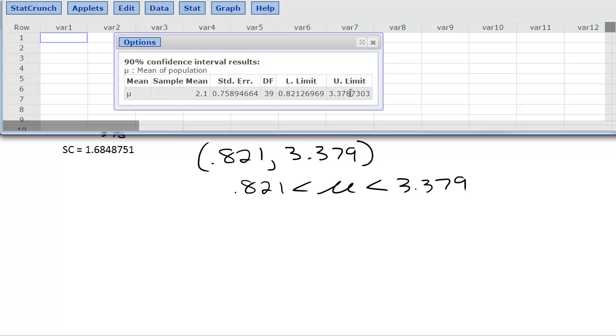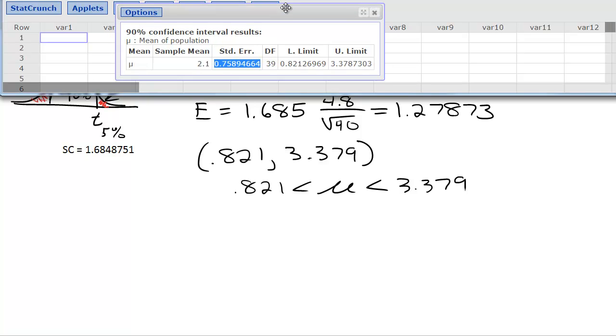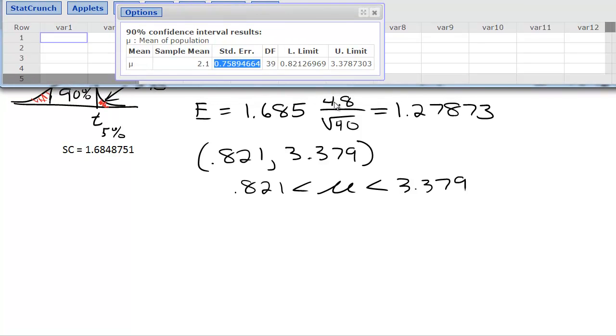There's that standard error that we've seen before. Remember, the standard error is the piece of the formula that doesn't include the critical value. So that standard error is just the 4.8 divided by the square root of 40. That's that piece. And then if you multiply that by 1.685, that will give you E. Okay, so 3 ways to do a confidence interval around a population mean.